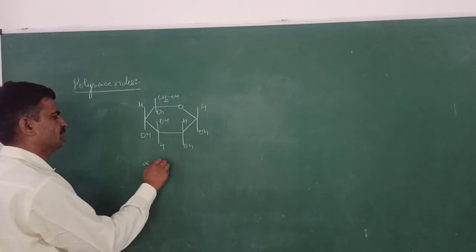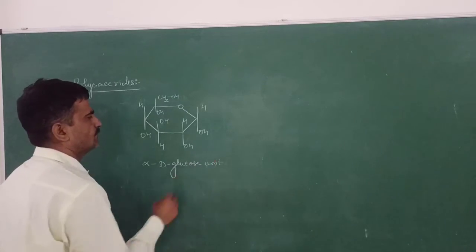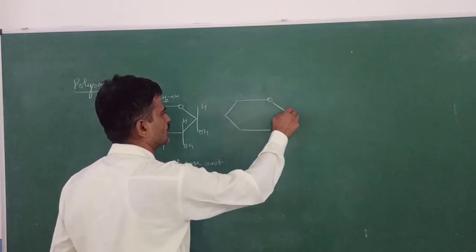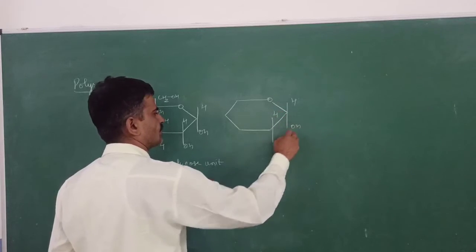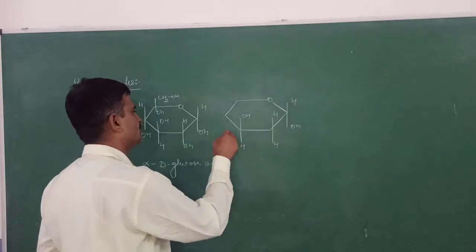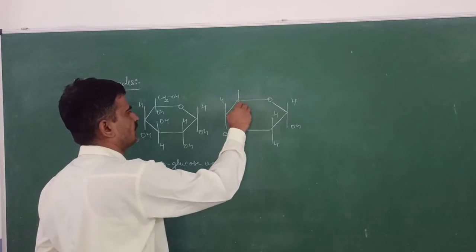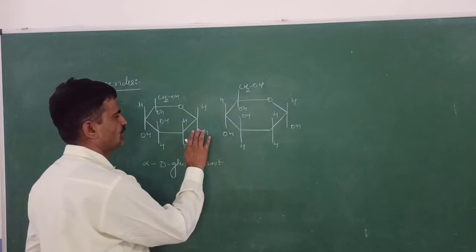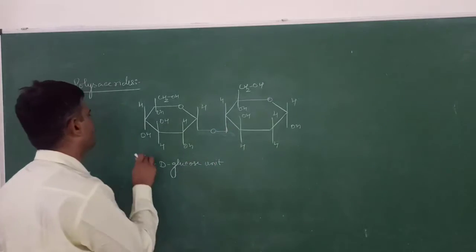These alpha D glucose units are joined together by means of the glycosidic linkage. Which type of glycosidic linkage is present in that? This is a C1-C4 glycosidic linkage. This is C1, this is C4. These are linked together by means of the glycosidic linkage.